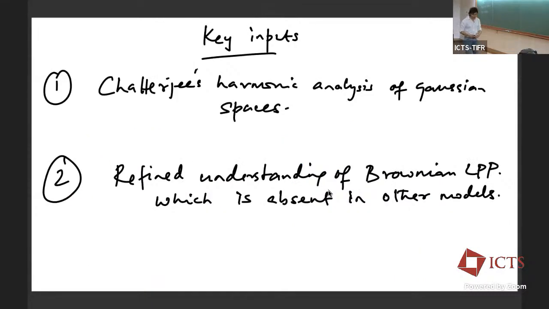All right, so what are the inroads into understanding this set of questions? There are two key inputs. One is Chatterjee's theory of harmonic analysis of Gaussian spaces. I'll describe some aspects of that. It's not surprising that you need some Fourier analysis, because also in the critical percolation setting, the thing that really gave a handle on studying such questions was Fourier analysis on the Boolean cube. Here you have to do the Gaussian version of that. The second is, as I said, a refined understanding of Brownian LPP, which is absent in other models. We really make use of a very sharp understanding of how this model behaves.